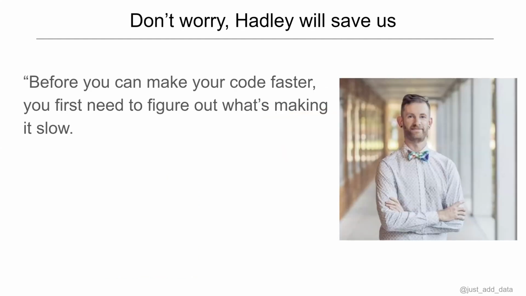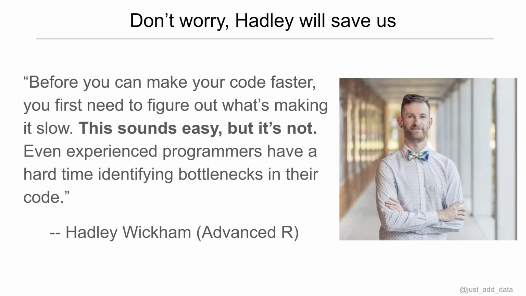All right, so it's safe to assume that we're talking about code being slow. Probably Hadley can save us. He of course wrote this book called Advanced R. He says, before you can make your code faster, you need to figure out what's making it slow. This sounds easy, but it's not. Even experienced programmers have a hard time identifying bottlenecks in their code. The answer is not always that clear, and it's not always something that a machine is going to be able to figure out for us.